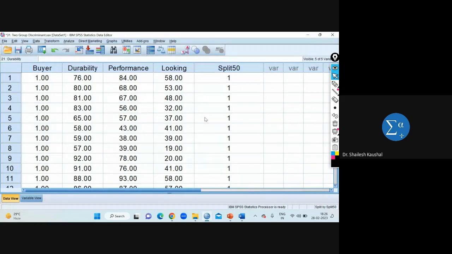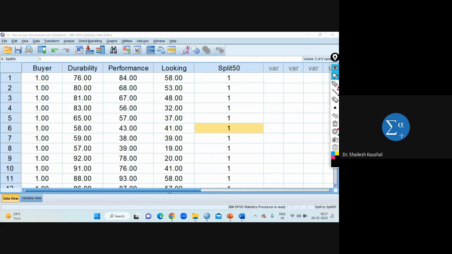Now my sample has been split. Now you can see in the lower right hand corner, it is written here: sample, split by 50-50. Okay. Now I am applying the two group discriminant analysis.